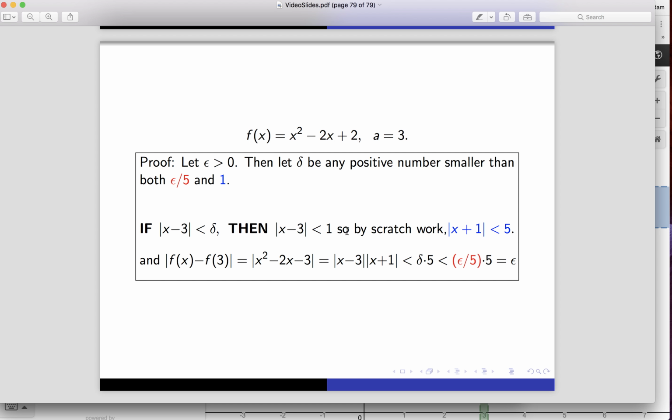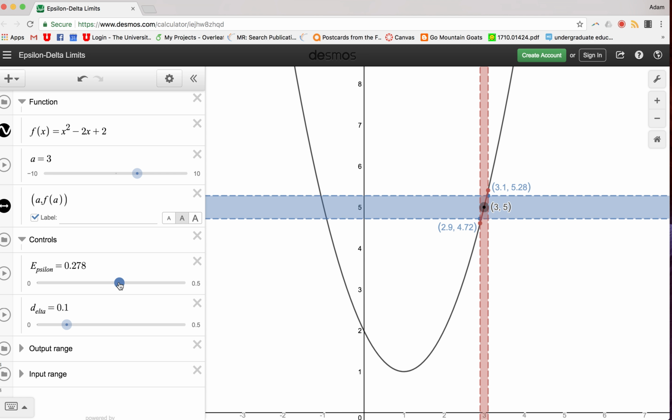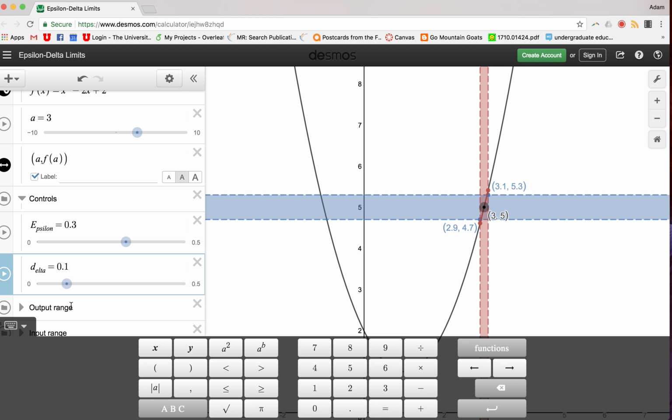And so if we go back to our video, you might say, well, why do we even need this 1? Won't epsilon over 5 work in general? Well, let's try it. What if we make epsilon even smaller? Say we make epsilon 0.3, and then when we divide that by 5, that's going to be 0.06. Still green. So it looks like it's going to work if we just do epsilon over 5.